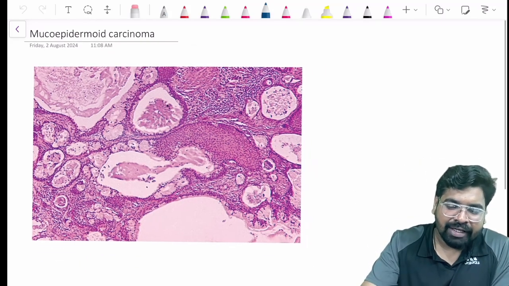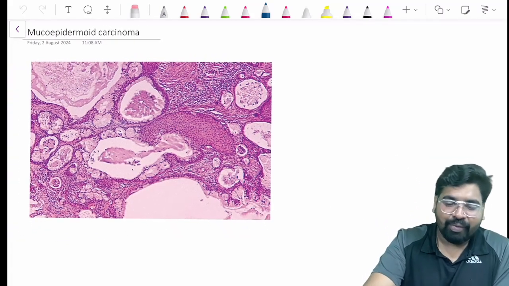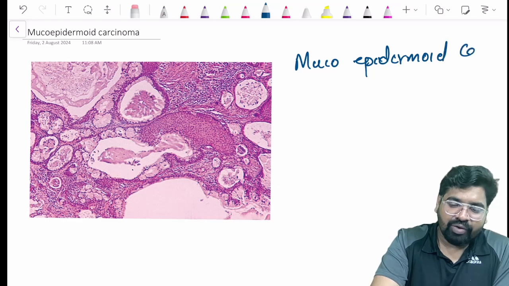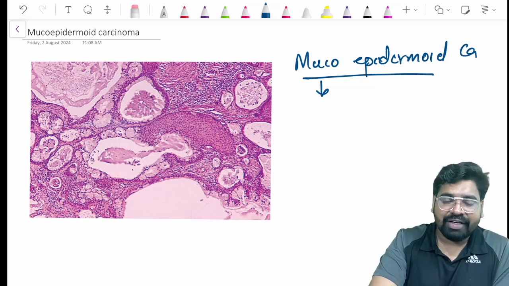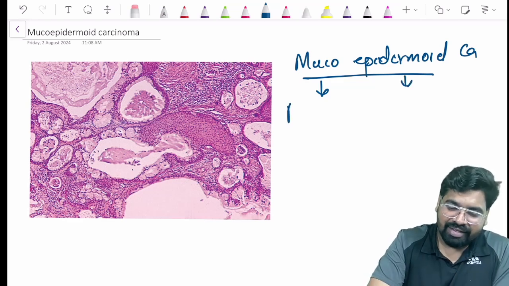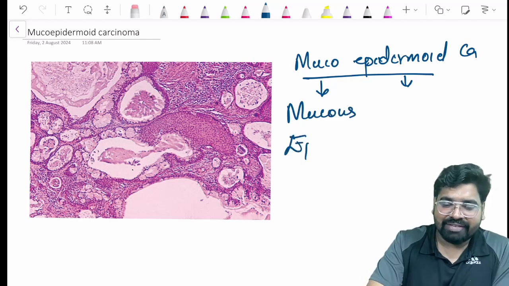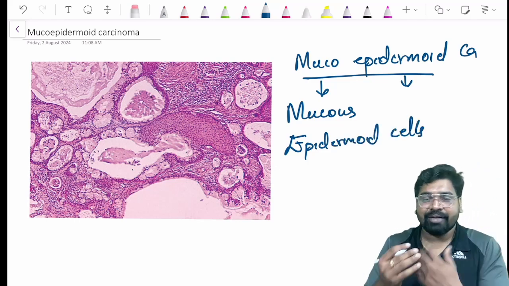Now, I think you are in a position to explain to me what is mucoepidermoid carcinoma. Muco and epidermis, epidermoid carcinoma. So from the name, we can say that there is something related to muco, something related to epidermoid. So there is presence of mucus cells and epidermoid cells. This is a carcinoma.